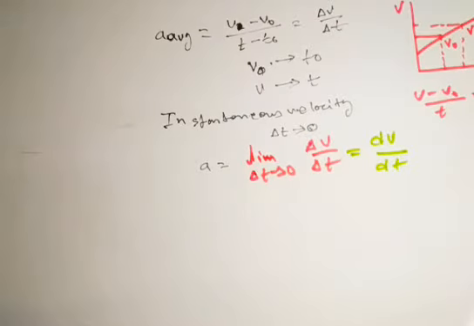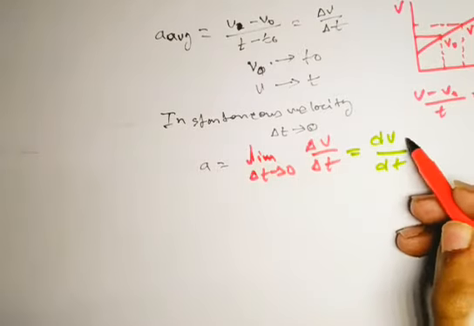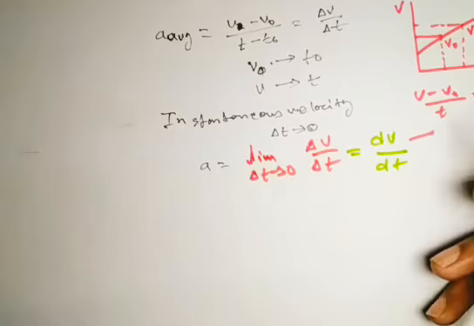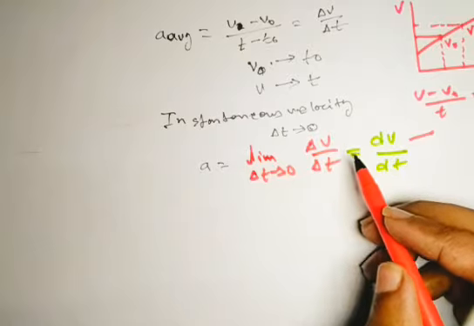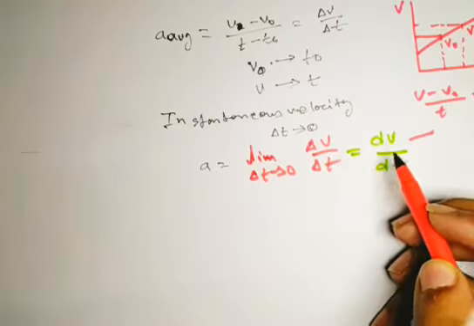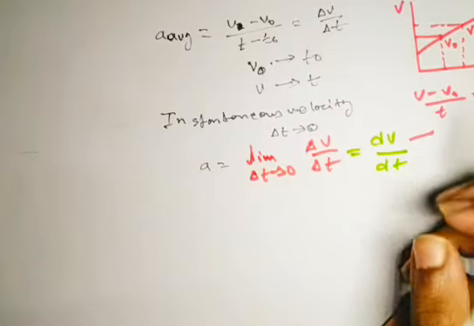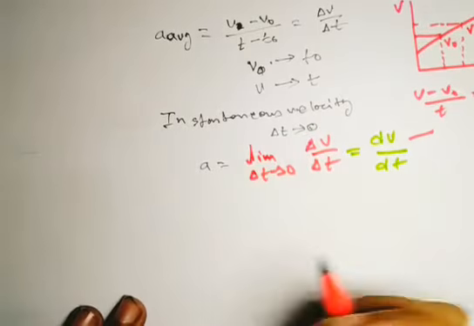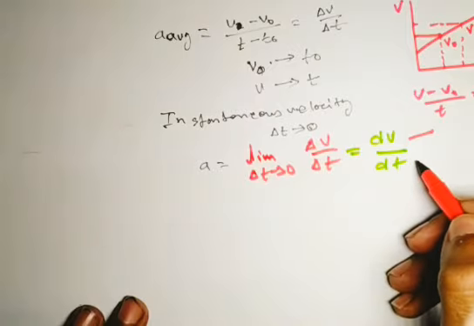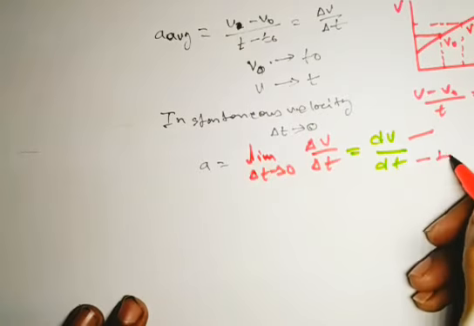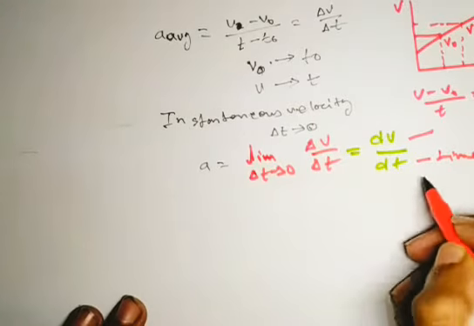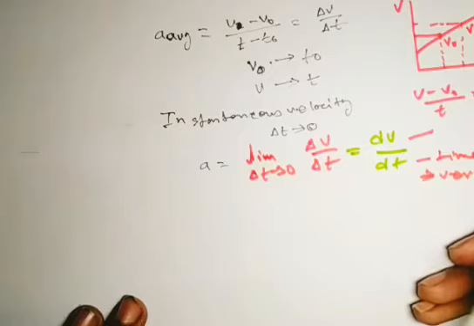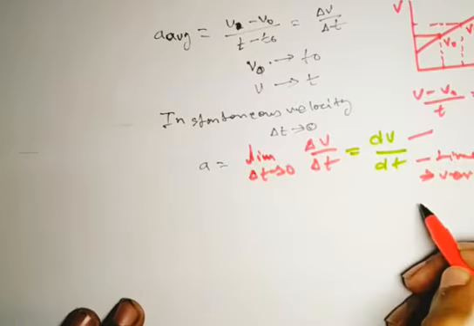In words, we can say the acceleration of a particle at any instant is the rate at which its velocity is changing at that instant, and also we could write that acceleration at that instant means at that particular time instant, which is a very small quantity.